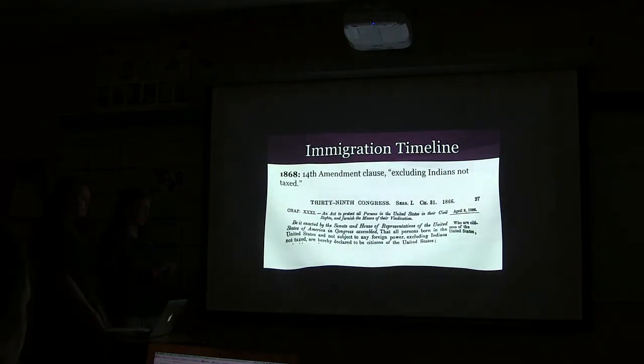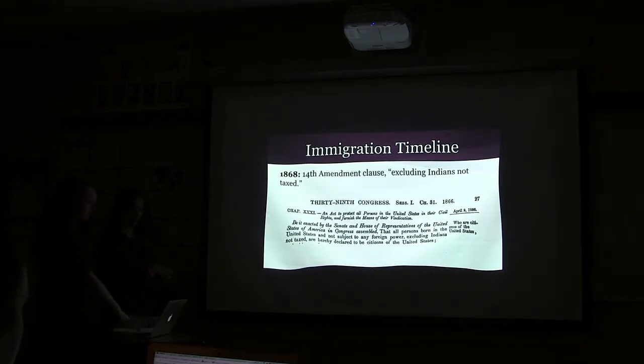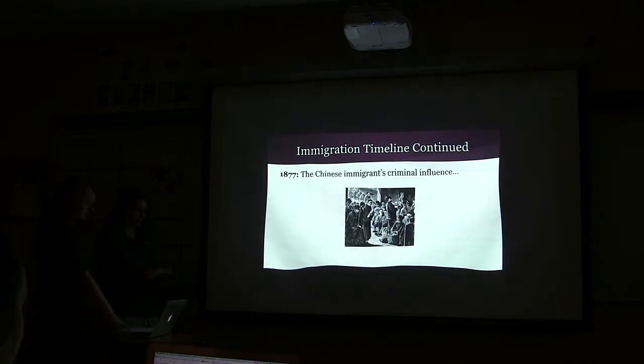So in 1868, the 14th Amendment clause excluding Indians not taxed prevented Native American men from the right to vote. In 1877, the criminal influence of Chinese immigrants was investigated by the United States Congress.